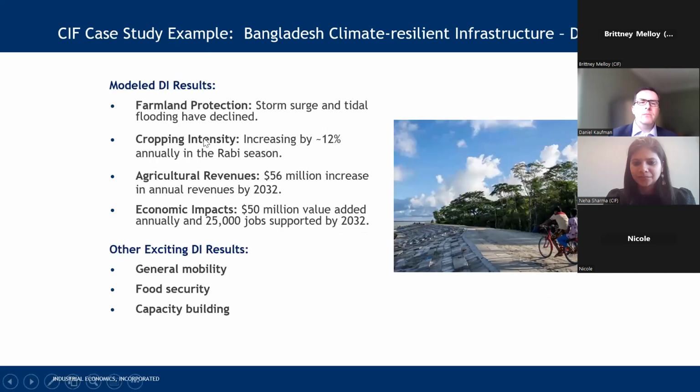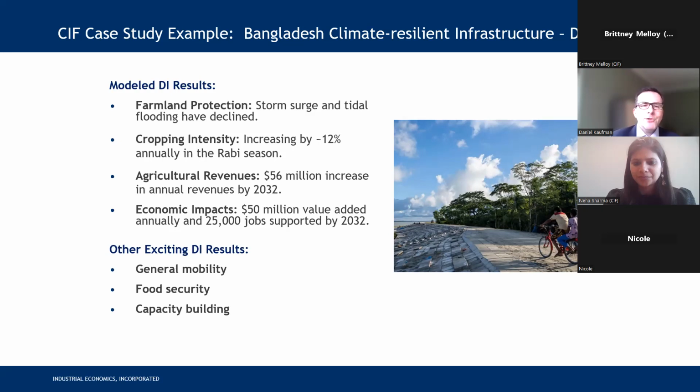Next slide, please. So what did our modeling find? We found, first of all, that the polders do protect from storm surge and tidal flooding, and that incidents of storm surge and tidal flooding on the farmland have declined since the infrastructure was put in place. We also find a significant increase in cropping intensity, particularly during the Rabi season, which is one of the main growing seasons in Bangladesh. Our modeling analysis finds an increase of $56 million in revenues annually by the year 2032, as well as $50 million of economic value added annually and 25,000 jobs supported by the year 2032.